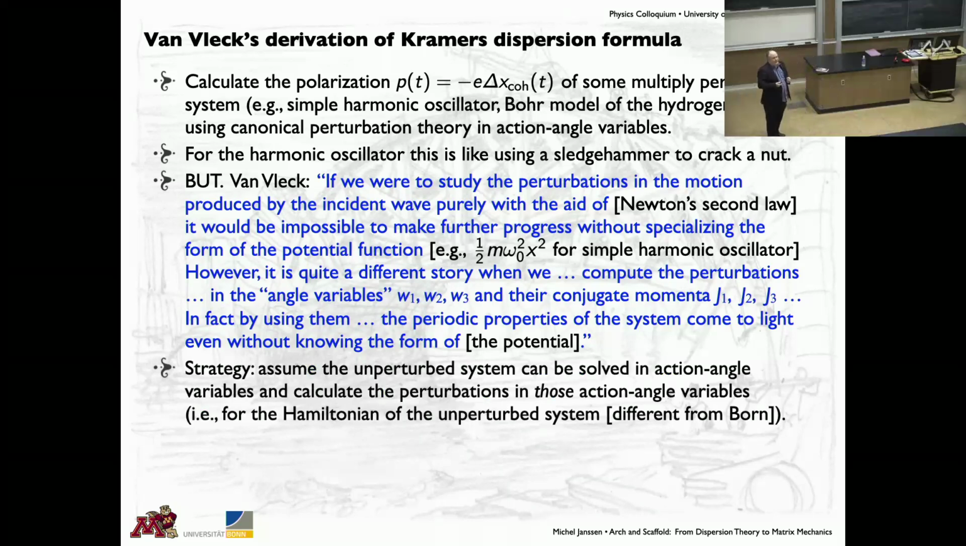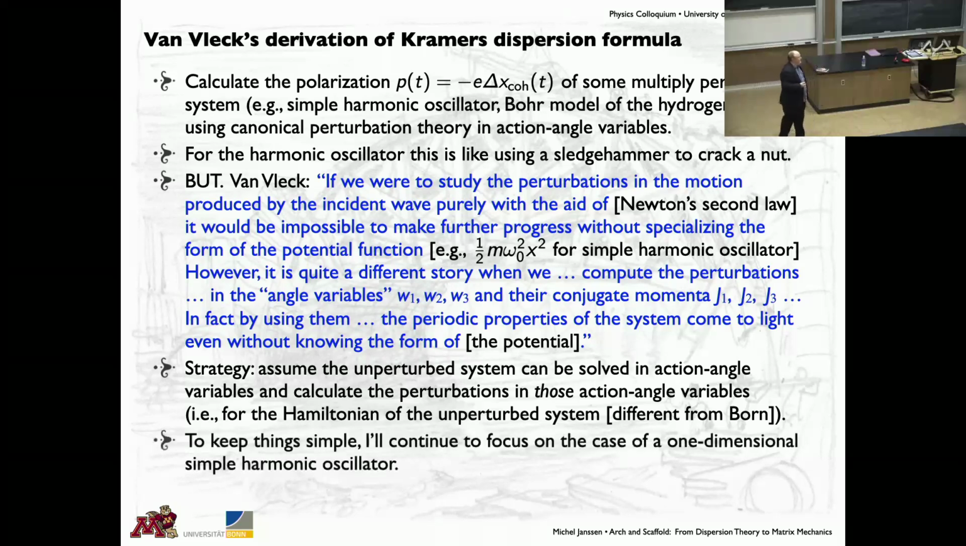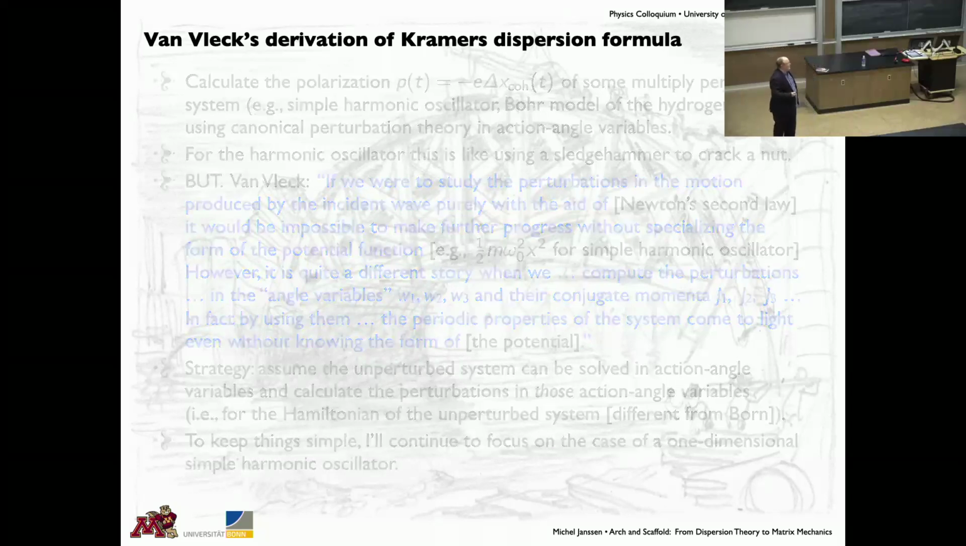So the strategy then is to assume that you can solve the unperturbed system in action angle variables, and you then calculate the perturbed system in those very action angle variables for that unperturbed Hamiltonian. This is where Van Vleck's calculation is different from Born's, because Born is trying to find action angle variables for the full Hamiltonian. That remark will hopefully become clearer in a minute. And again, I'll focus on the simple harmonic oscillator. I just want to give you the flavor of how this works.